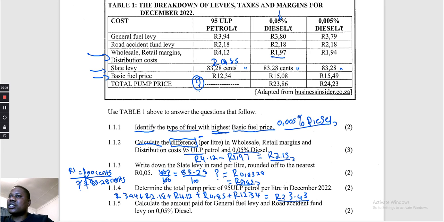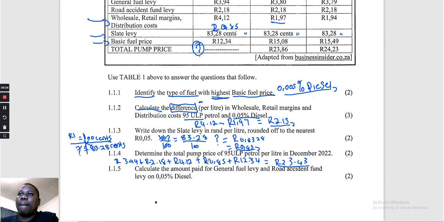Then let's go to the next one. Now the next one, they say calculate the amount paid for general fuel levy and the road accident fund levy. The amount paid for general fuel levy, that is the first one here. The general fuel levy is this one. And when they say and, it means we must combine them. Okay, and the road accident fund levy. So where's the road accident fund levy? Here's the road accident fund levy. But for which fuel type?